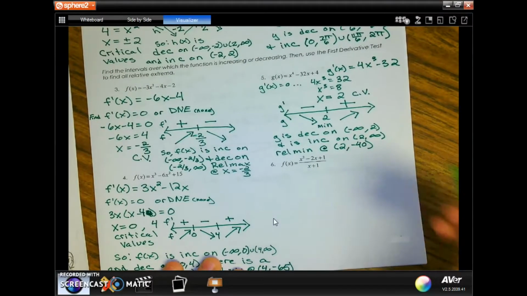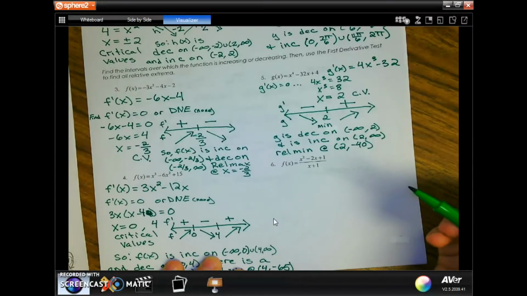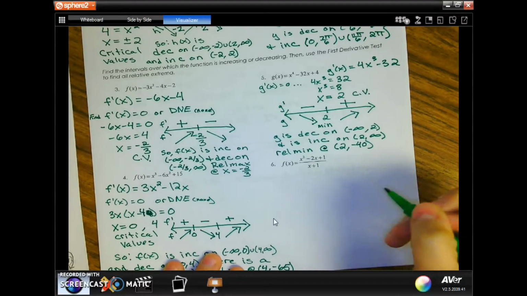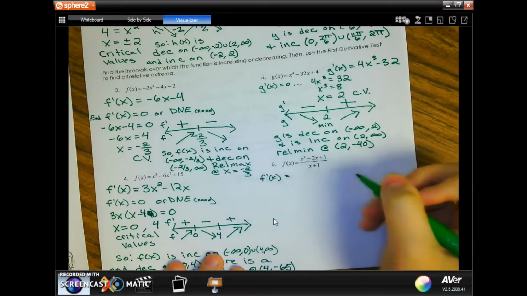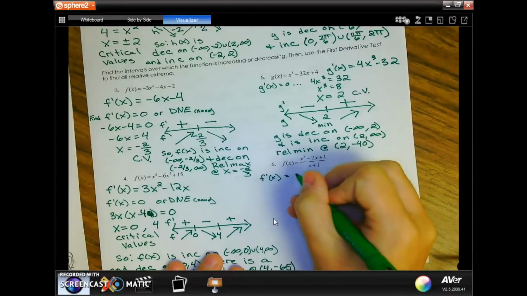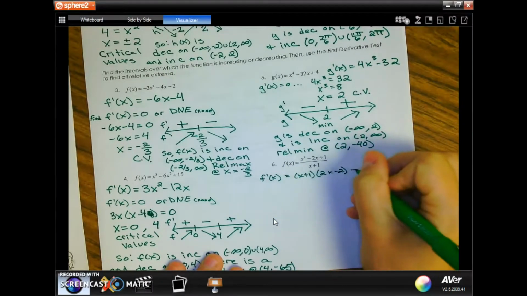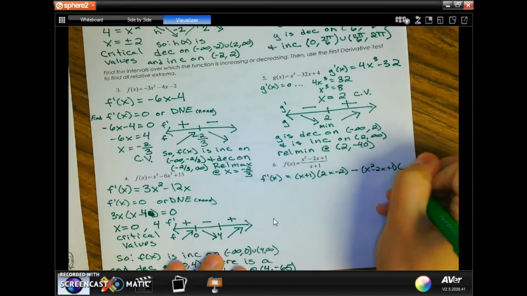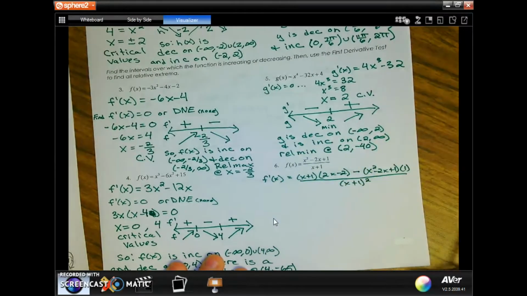Okay, so number 6, ooh, quotient rule, that'll be fun. So again, we're still trying to use the first derivative test to find increasing, decreasing, and the extrema. So first derivative test says I need to take the derivative, set it equal to 0, or find where it doesn't exist. Ooh, that's going to be important in this one. So I take the derivative. It's going to be low d high, minus high d low, all over low squared. Okay, so there's my derivative.